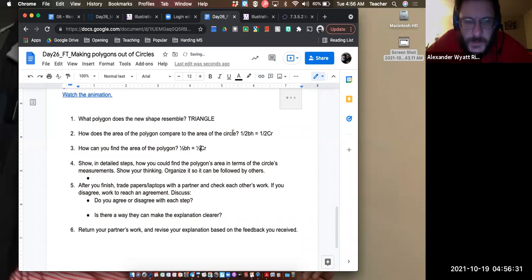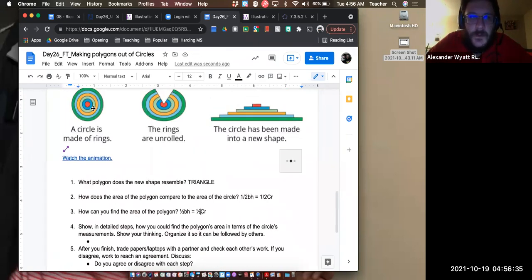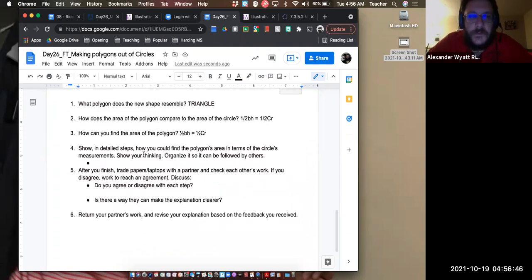How does the area compare to the area of the circle? The circle, when it's unrolled, becomes like a triangle, right? It's almost like a triangle. Show in detail how you can find the polygon's area in terms of the circle's measurements. Show your thinking. So half the base times the height is equal to half the circumference times the radius.